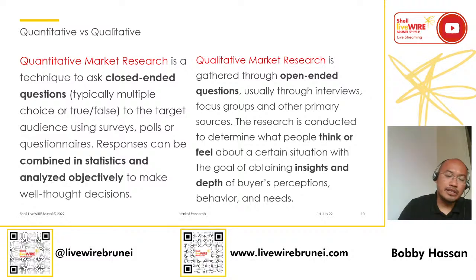So this is where the research would come up with charts and graphs of percentage of people interested in the product or service or the business. Then we have the qualitative market research. It's usually an open-ended question, usually through interviews, focus groups, and other primary sources. And it's conducted to determine what people think or feel about a certain situation with the goal of obtaining insights and depths of biased perceptions, behavior, and needs.